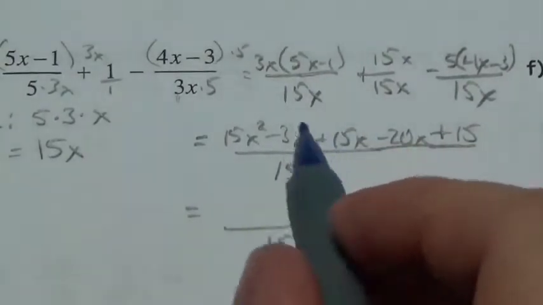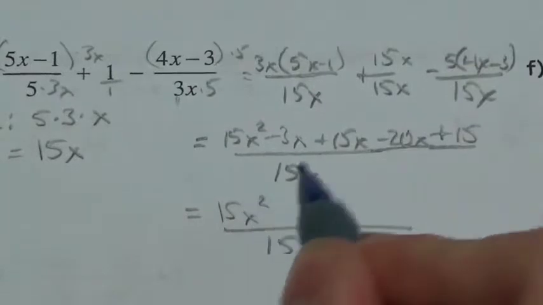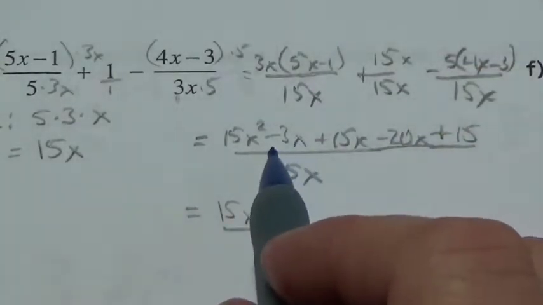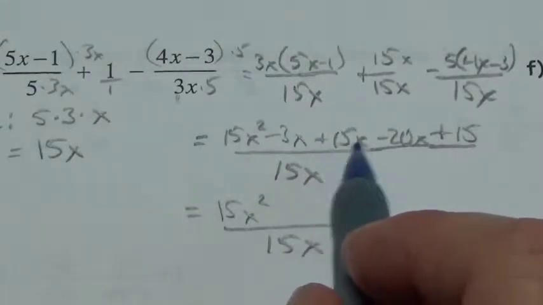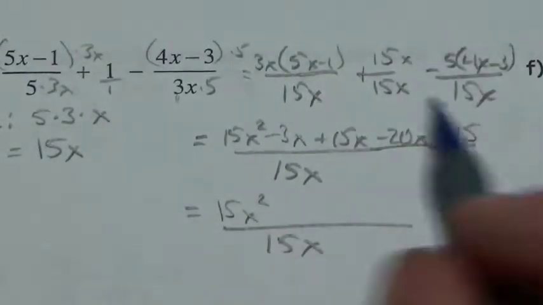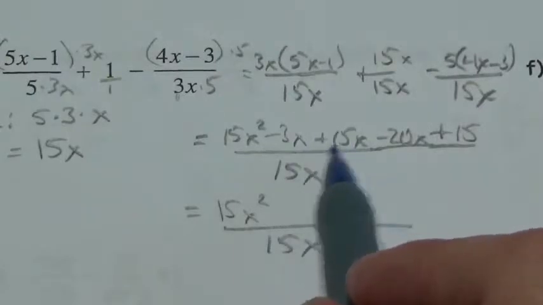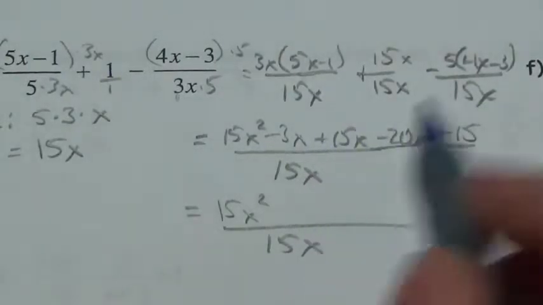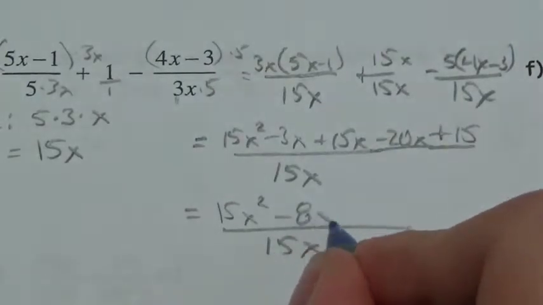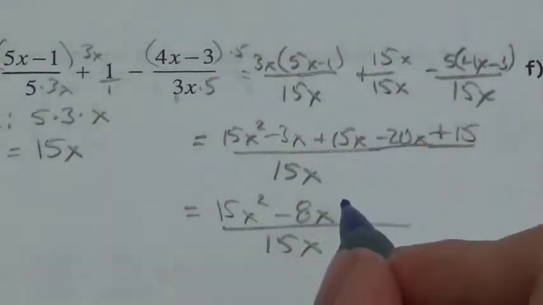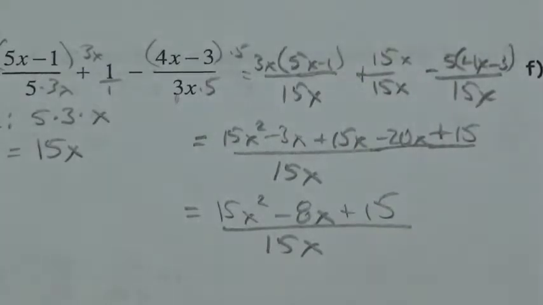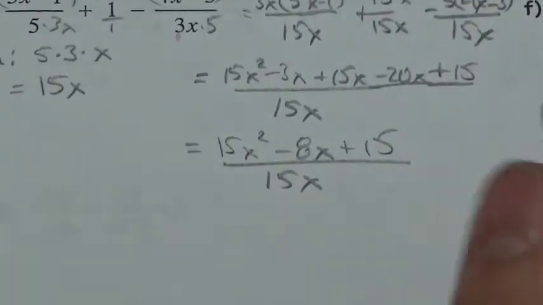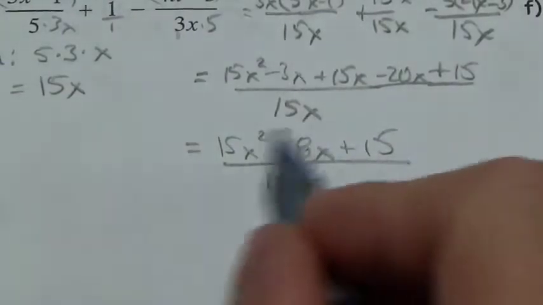Now I'm going to put together the like terms. 15x squared, there is nothing that is considered like to that. But here I've got negative 3x plus 15x minus 20x. Now just think about that. Negative 3x's here plus 15x's, well, that's a total of 12x's. Minus 20x's is going to be negative 8x. And then the 15 didn't have anything that I could combine with it. Great! Now, I'm almost done here. Is there any sort of simplifying I could do here?